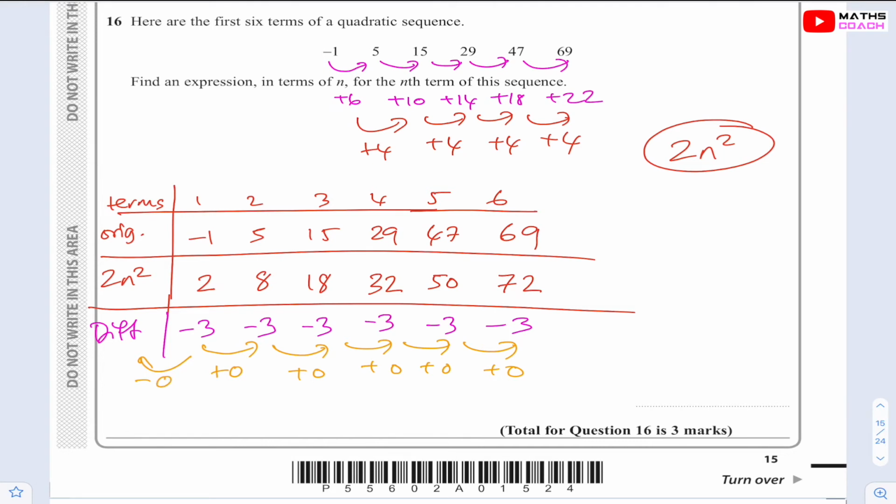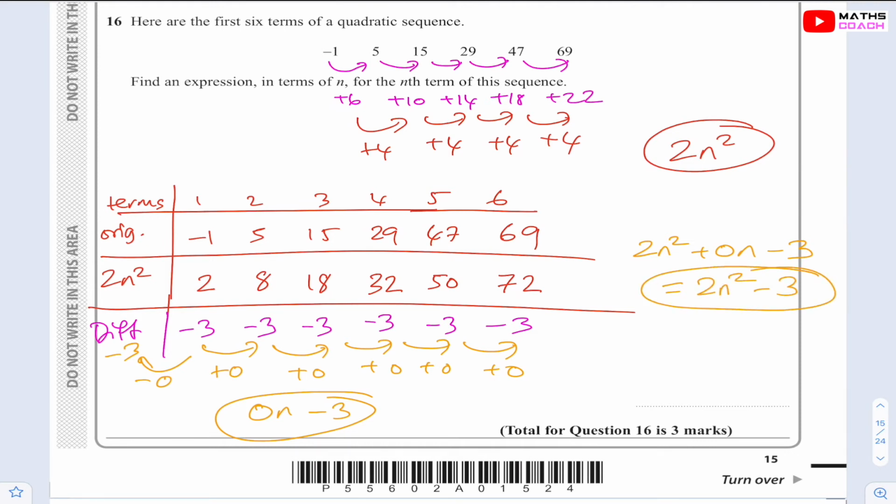I know it sounds quite silly or looks quite silly doing this. So we still get -3. But the reason I did this is to teach you how to find the quadratic sequence for any sequence of a quadratic. All right, so we have 0n minus 3, and we'll add this to our 2n squared. So we have 2n squared plus 0n, which we'll get rid of, and -3, which will give us 2n squared minus 3. And this is our answer.